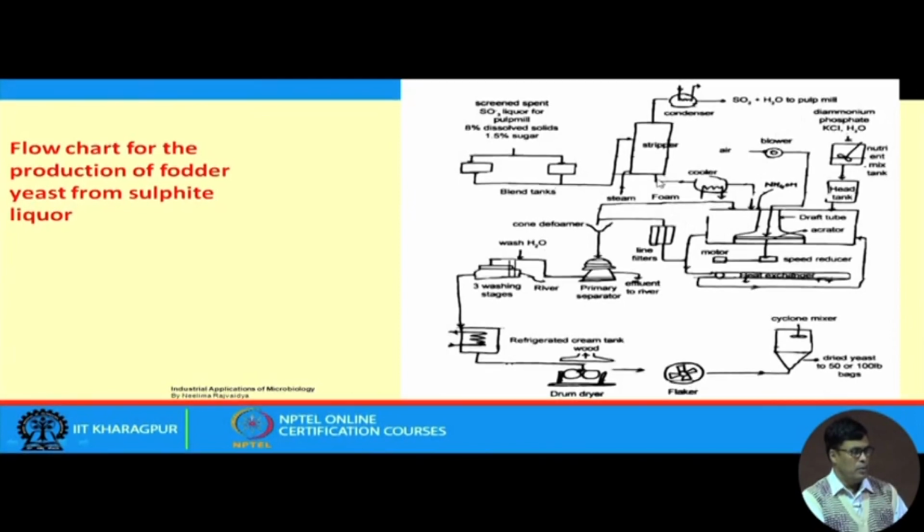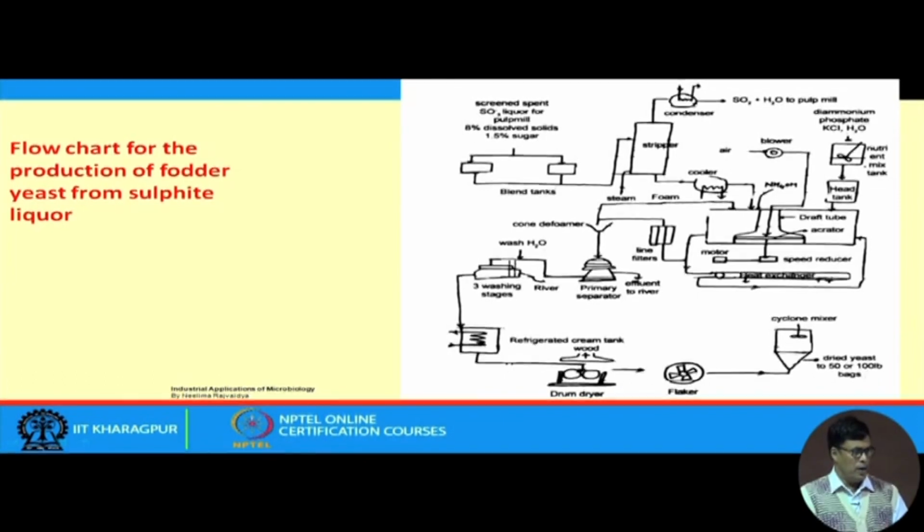Then you cool this liquid, and it doesn't contain much sulfur dioxide, and then we add some kind of nutrient to it and take it to the fermenters, and after that it produces the cell mass. Then we pass it through the primary separator, then the washing stage, then refrigerate in the cream tank, and drum dry for drying purpose, and the flakers, and finally the cyclone mixer, we get the dry yeast cells.